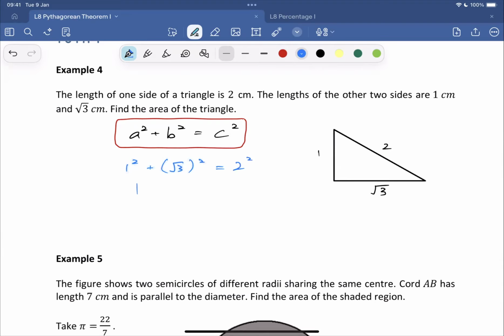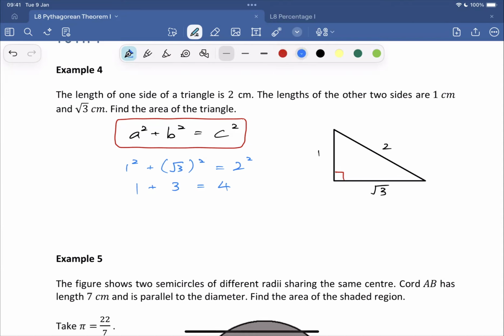1 squared is 1. What is square root 3 to the power of 2? 3. Yes, correct. Students, square root is the opposite of square. So whenever you combine them together, they cancel each other out. So square root 3 to the power of 2 is just 3. Then equals to 2 to the power of 2 is? 4. So is this a right angle triangle? Yes. So straight away we say, this is a right angle triangle.